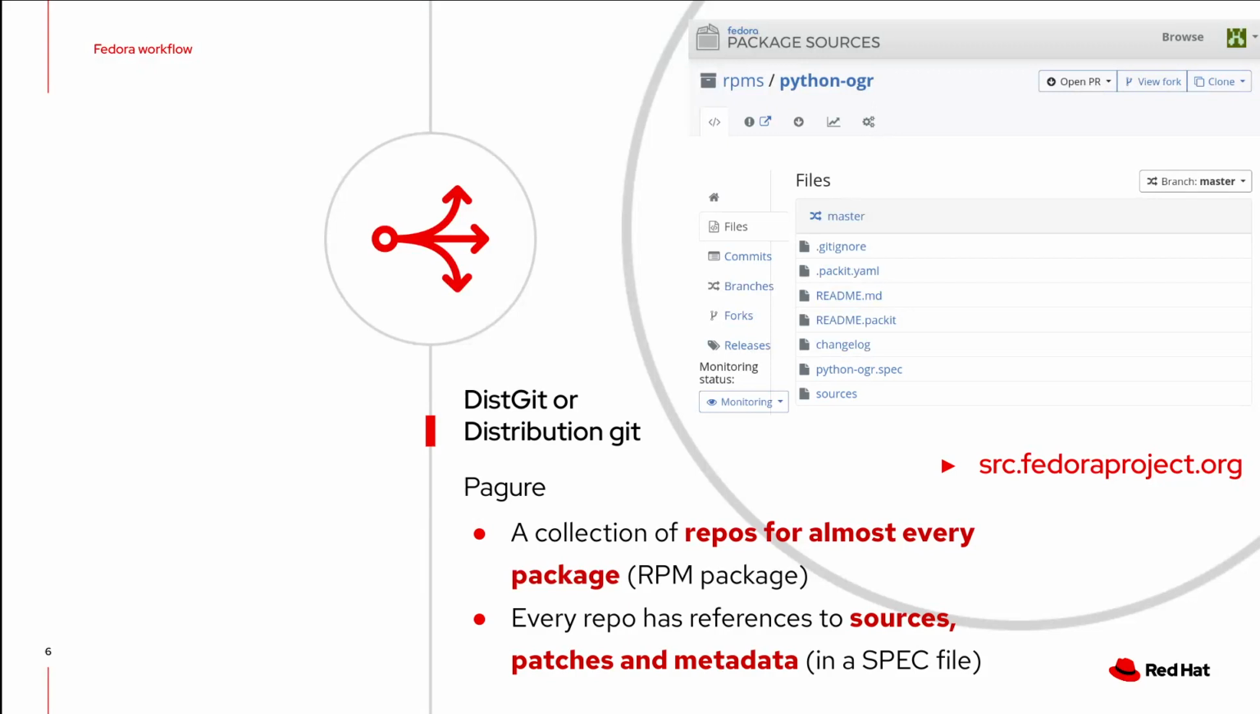In every repository, you will find metadata: the instructions needed to build the package in a file named the spec file. You will find a reference to the sources needed to build the package. And sometimes you can have patches needed to fix the build process or fix the behavior of the code inside your distribution.